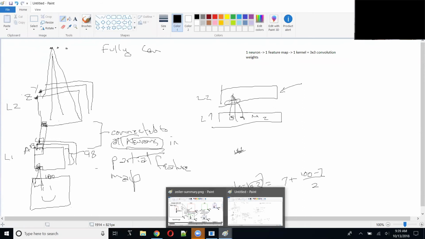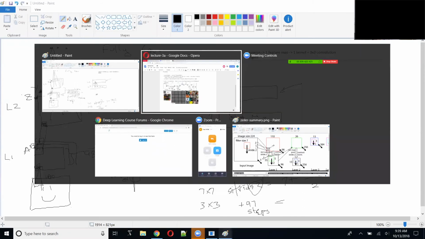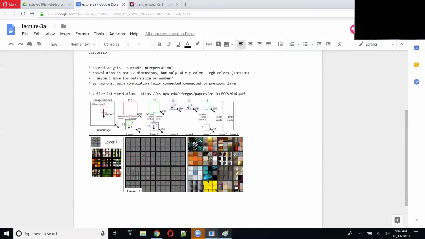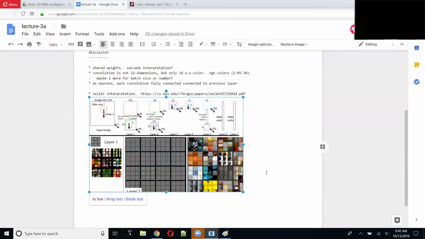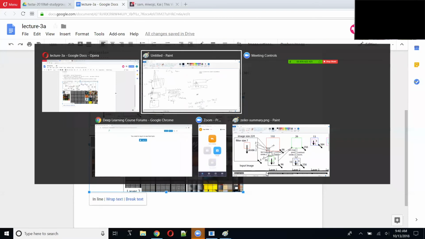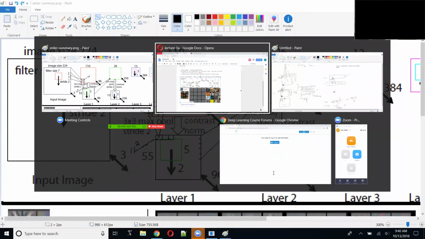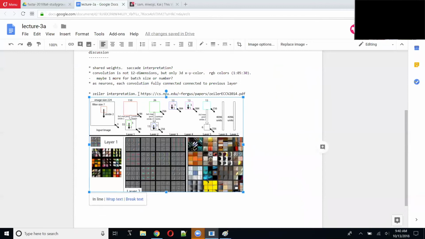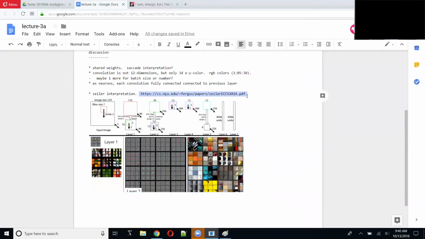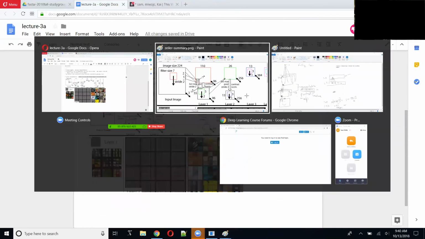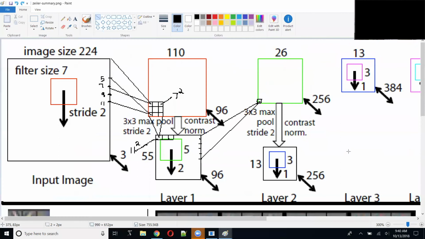But let's go take a look at this paper we've seen before. How do you interpret these convolutions? We've seen these pictures before. I kind of broke it down a little bit. The paper is Zeiler and Fergus. Here's the link to that paper. Hopefully you've seen it before, but I just took 2 figures from that paper and blew them up.